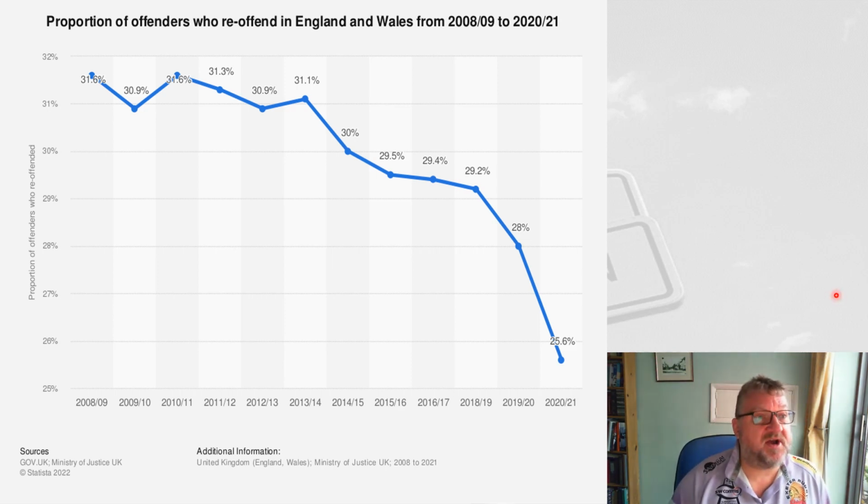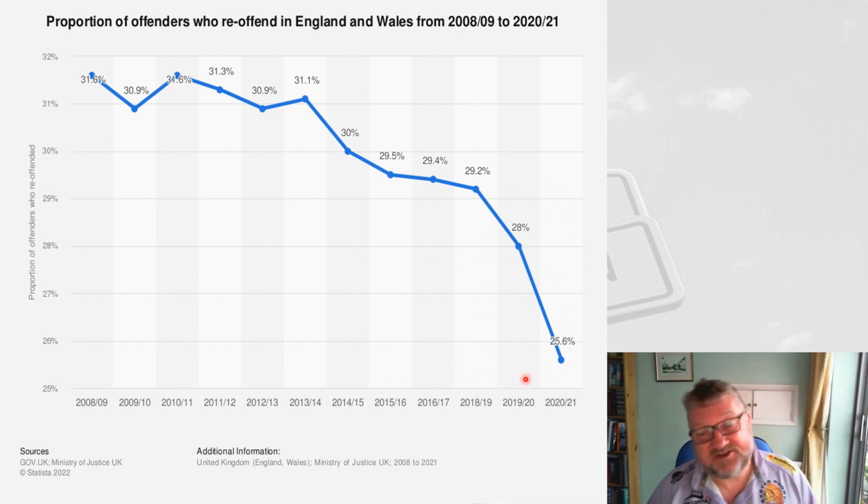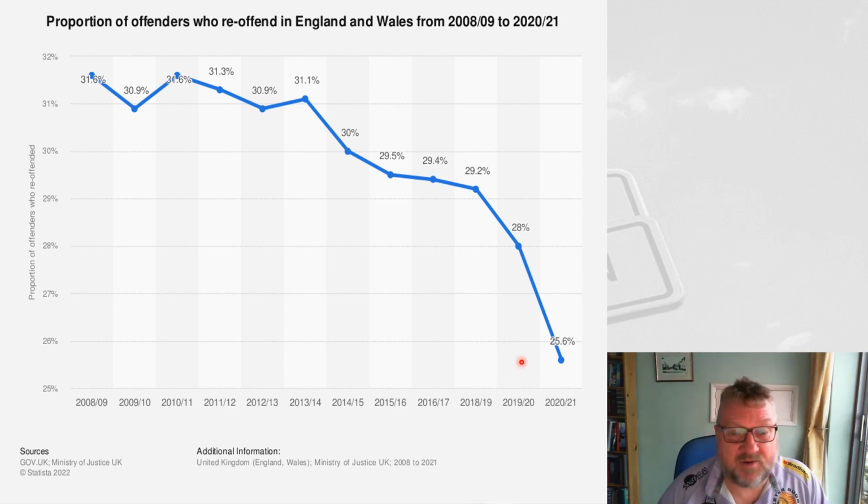This is the reoffending rates. I said they've been dropping, so I've just got the most up-to-date figures. You can see in 2008-09 we were about 31.6 and it's plummeting to 25.6. Now, the only caveat I would give there is that's COVID. So not so many opportunities if we're in lockdown and the shops are closed to go thieving, etc. But you can make with that what you want.